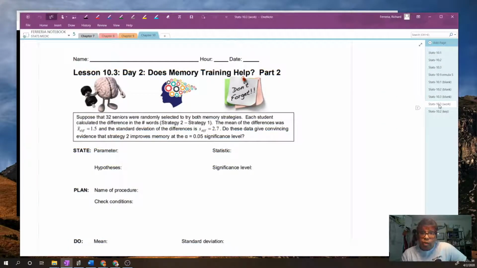Suppose that there are 32 seniors who are randomly selected to try both memory strategies. Each student calculated the difference in number of words, strategy 2 minus strategy 1, and then the differences were x bar diff is 1.5 with a standard deviation of S diff 2.7. So do these data give convincing evidence that strategy 2 improves memory at the 0.05 significance level?